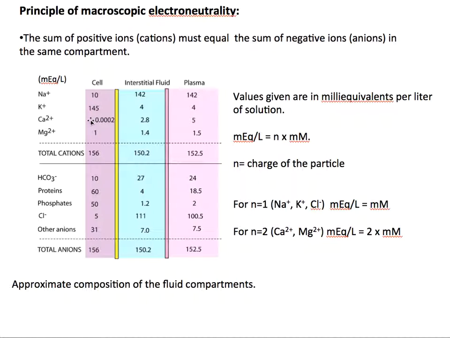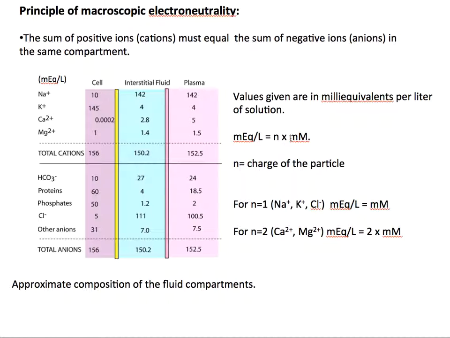Calcium, you have very, very low concentrations of calcium inside the cell. It's in the nanomolar range, and you'll have a lot higher value in your extracellular compartment. So this is your ICF, and this is your ECF. ECF is split into ISF and plasma.